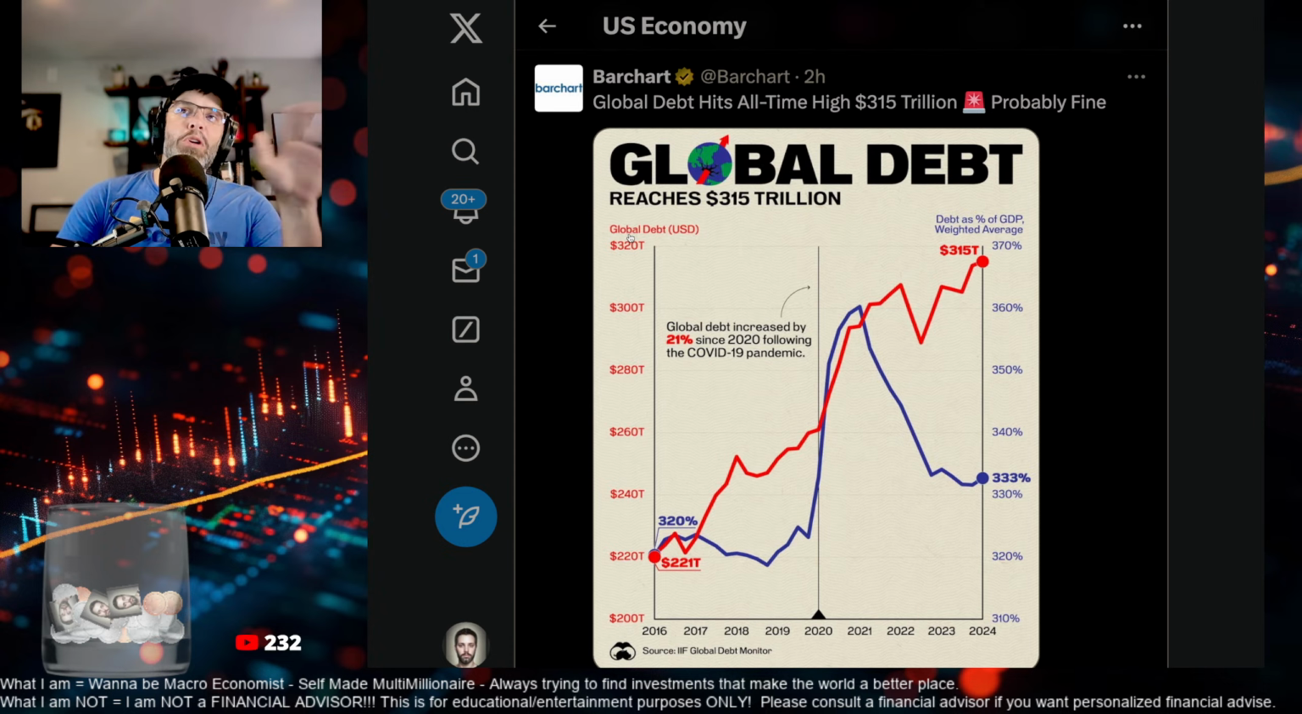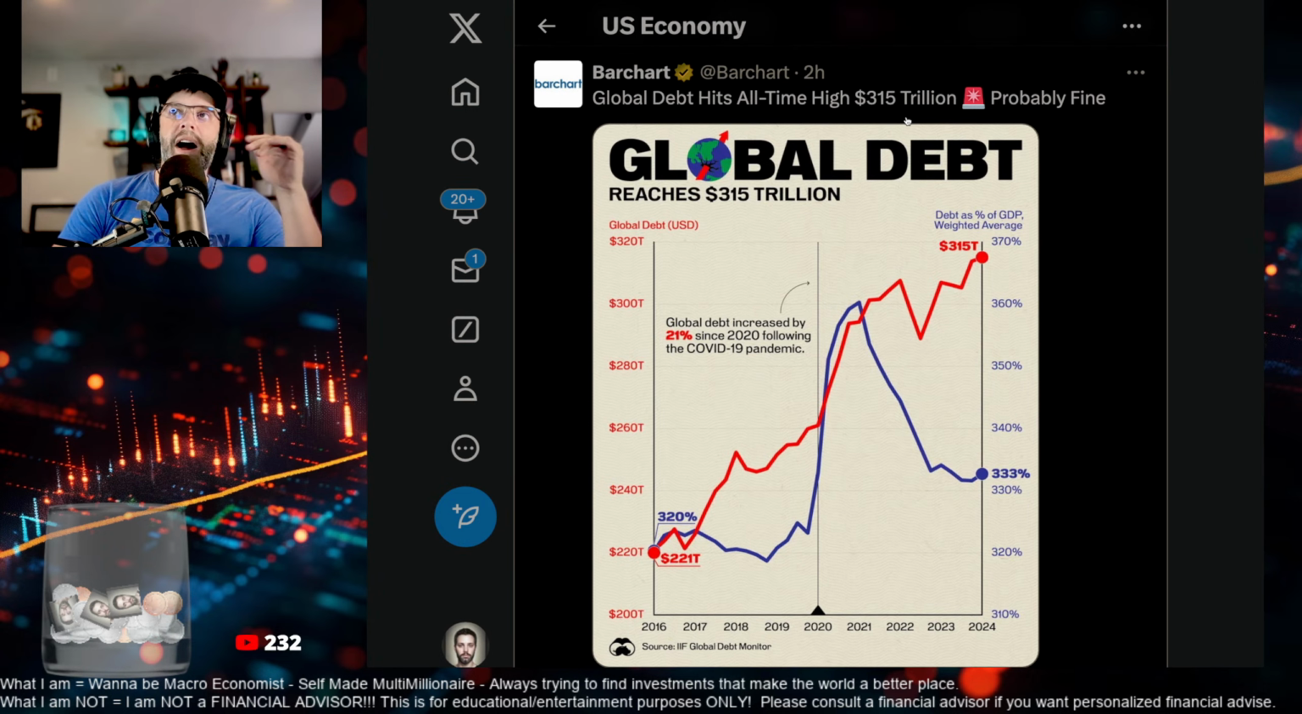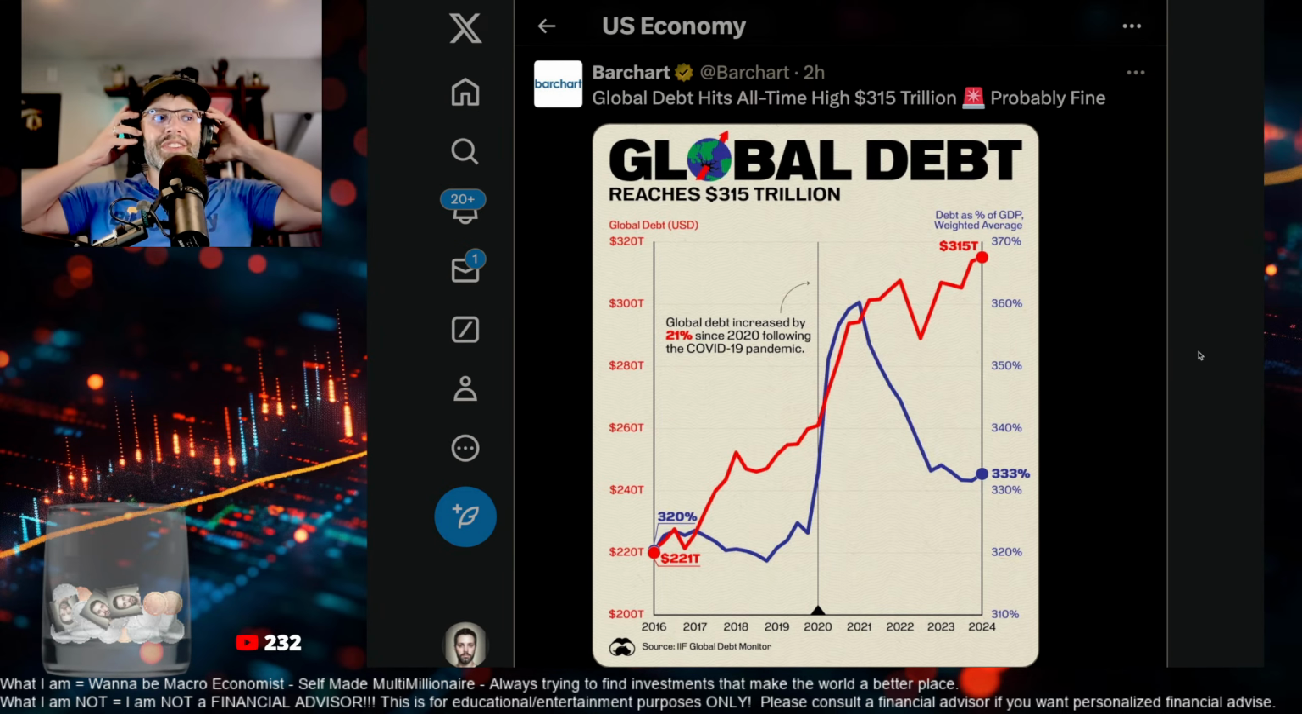Anyway, bar chart. Global debt hits all-time high of 315 trillion, probably fine. Now, this is a horrible number. I mean, in 2016, it was 221, so you've gotten like a 50% increase in debt from that time. It sucks. But the thing you should be looking at with this is not that number. It's the debt as a percent of GDP. This is what actually matters. It is higher. It went from 320% to 333%. So the world is very indebted. You don't want to be over 100 normally.